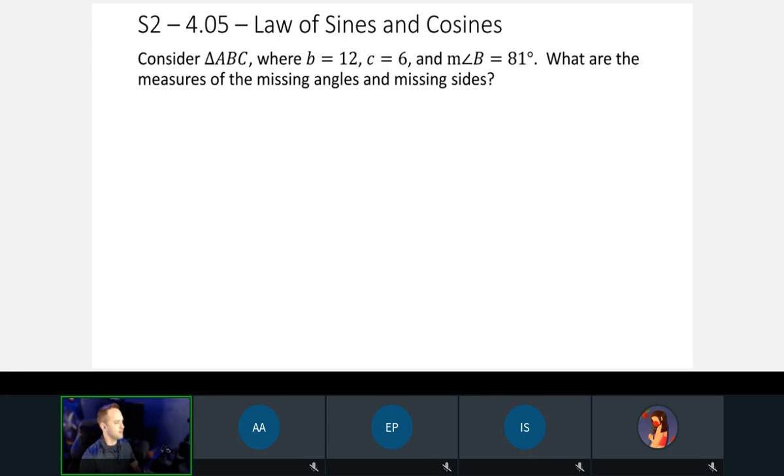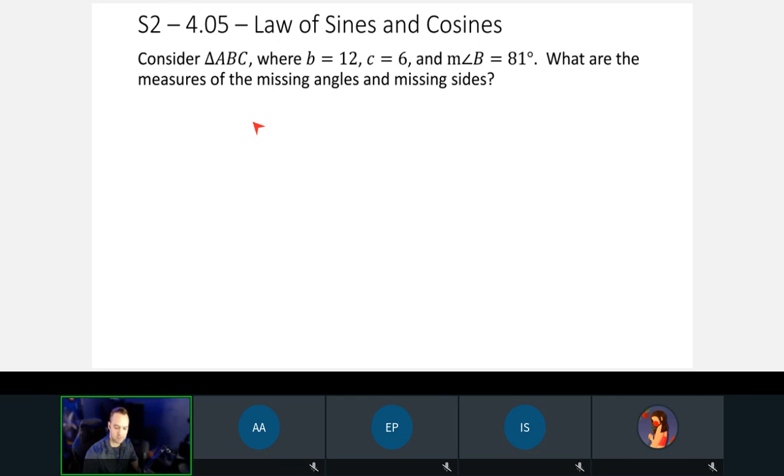All right, so back to math. This is from Unit 4, Law of Sines. Consider triangle ABC where side b is 12, side c is 6, and the measure of angle B is 81 degrees. What are the measures of the missing angles and missing sides? So for this one, you get to solve for, well, it looks like everything.